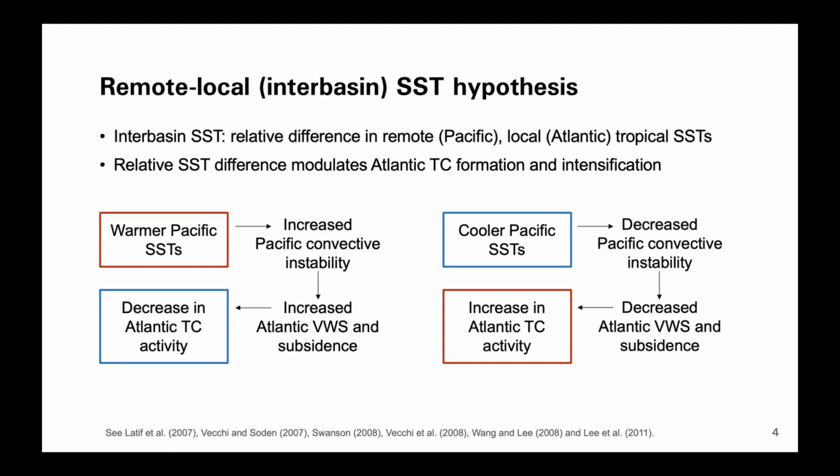This flow will enhance the vertical wind shear over the tropical Atlantic basin, which will then result in a less favorable environment for tropical cyclone activity. Likewise, cooler SST anomalies in the tropical Pacific will lead to decreased tropical Pacific convection, which is then reflected in a weakening of the Hadley circulation, a decrease of vertical wind shear and subsidence over the tropical Atlantic, and a generally more favorable overall environment for hurricanes.